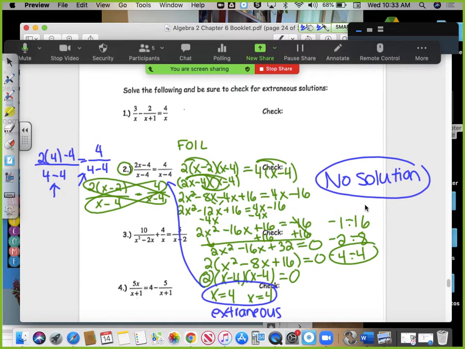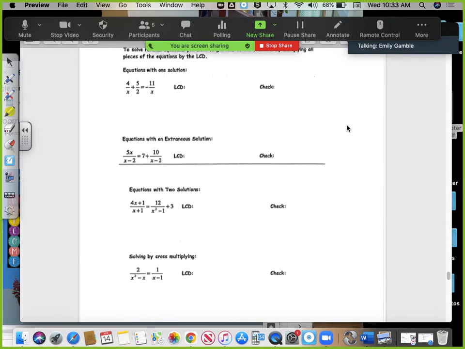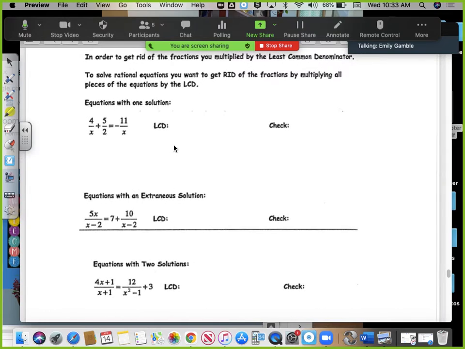Okay, so obviously we only got through one type. There are still more types of problems that require us to find the LCD. I do have time to go over them with you. We might not have time to practice them, but we are going to now work back at the notes page on this problem here that says equations with one solution.